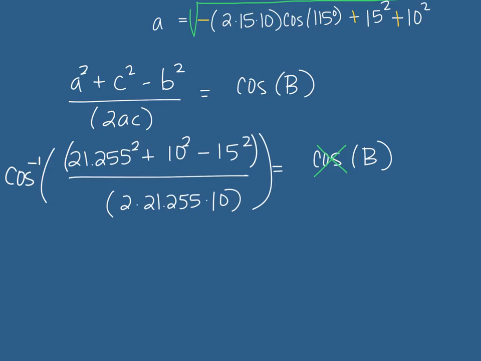So we'll come back and we'll type in, all right, inverse cosine. We'll start a second set of parentheses, 21.255 squared plus 10 squared minus 15 squared. Close the parentheses that indicate the numerator and start new parentheses for the denominator. 2 times 21.255 times 10. Close the denominator, close the problem.